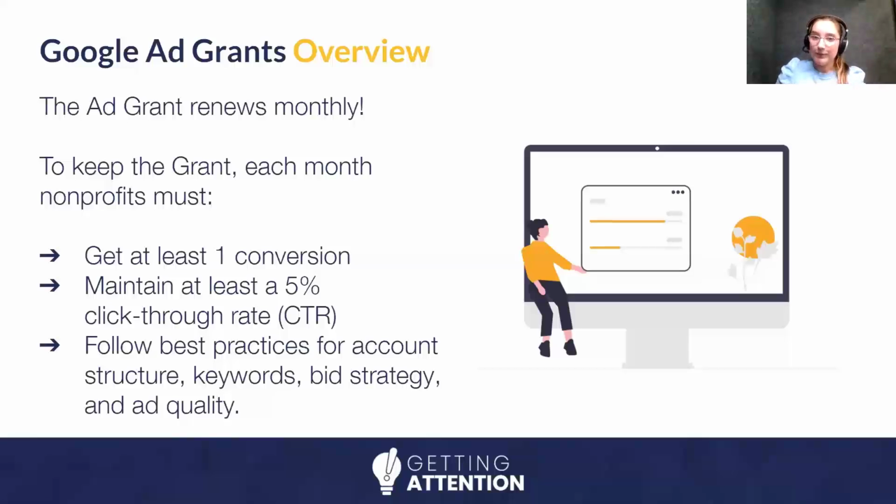To keep the grant every month, there are a couple things you have to do. You have to get at least one conversion. And I'm going to say this word and I'm going to define it right now. Conversion means a meaningful action that somebody takes on your website, and you do get to choose what that is. So, as an example, that might be submitting your donate form, or signing up for a newsletter. It might be playing a video that makes a case for support. It could be even just arriving on a key page. There are lots of different possibilities for what could be a conversion.